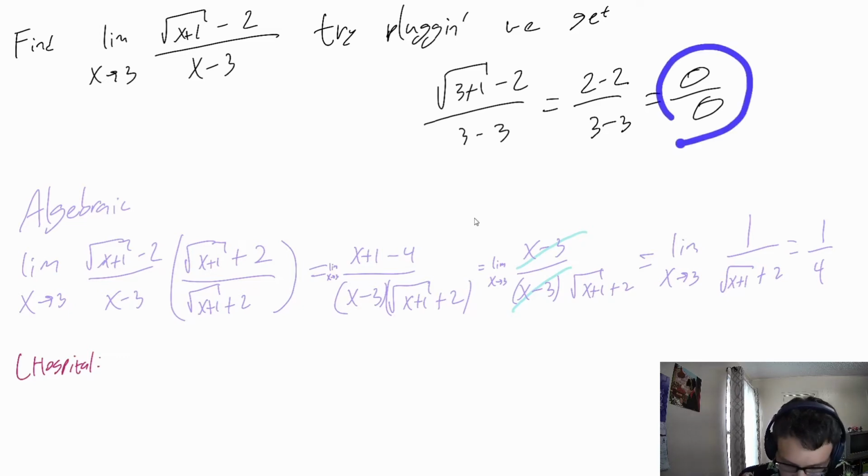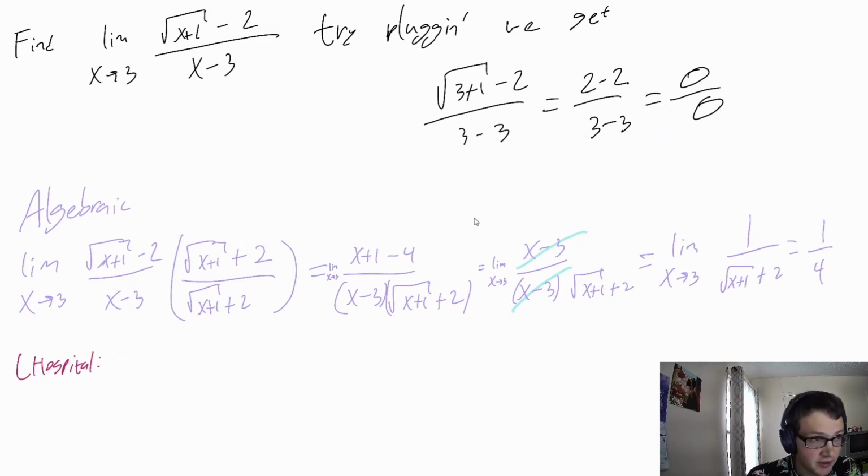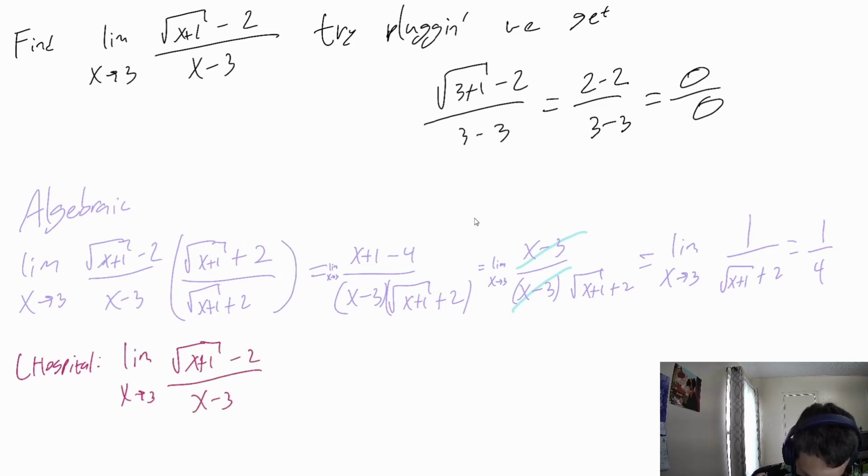Because again, when we tried plugging in, we got 0 over 0. L'Hopital's rule tells us that the limit as x approaches 3 of square root of x plus 1 minus 2 over x minus 3 is the same as the limit as x approaches 3 of, and now we need to take the derivative of the top and the derivative of the bottom.